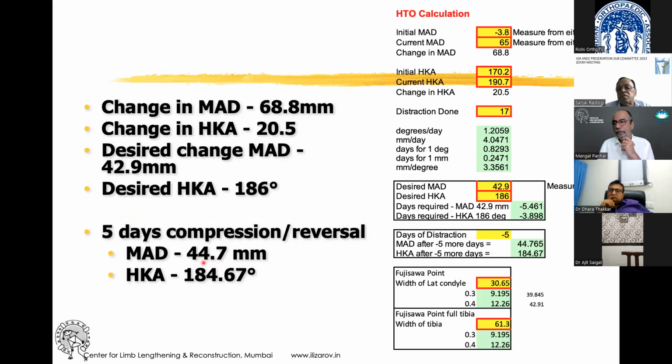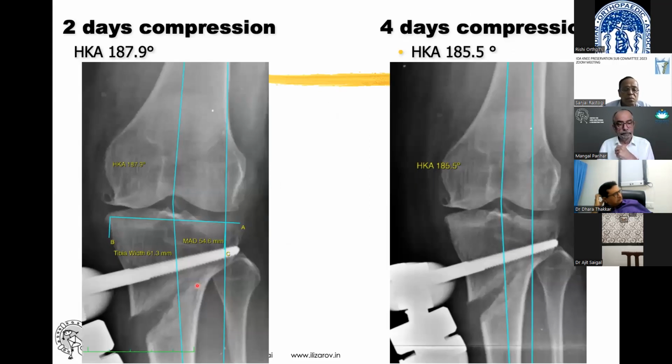deviation at 44 mm, which is based on the width of that particular tibia, and a hip knee ankle angle of about 184. So this is 2 mm. This is not done over days. It is done right then. We do 2 mm, wait for a little while, and then again do it. So this is 2 days of compression.